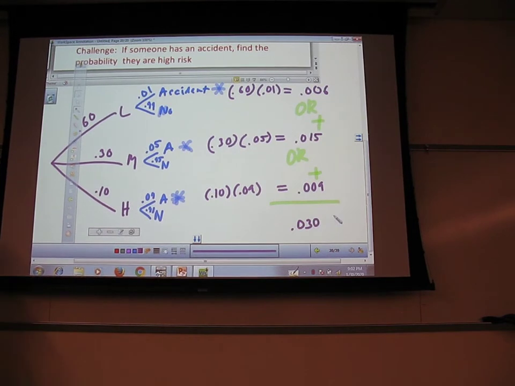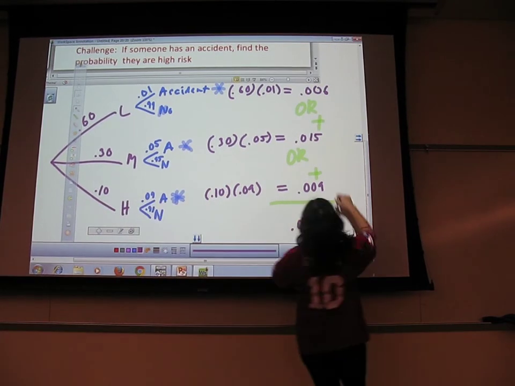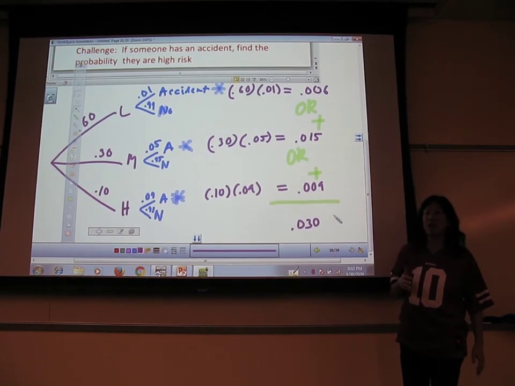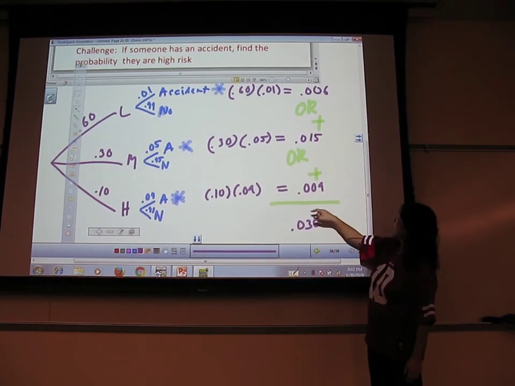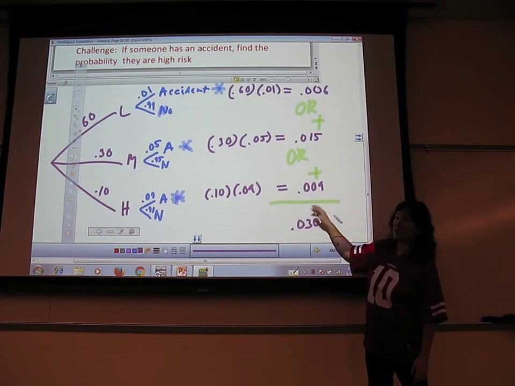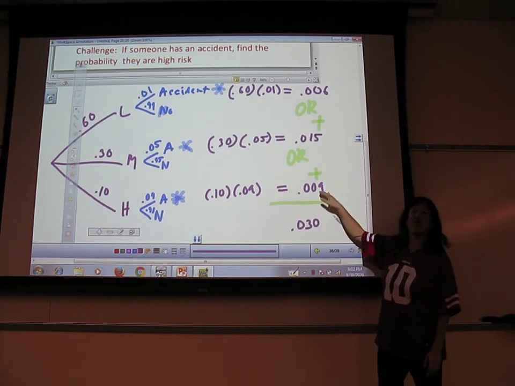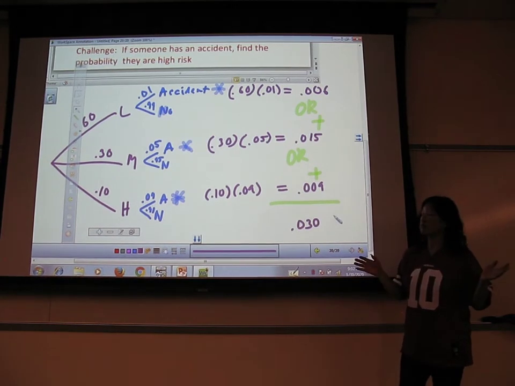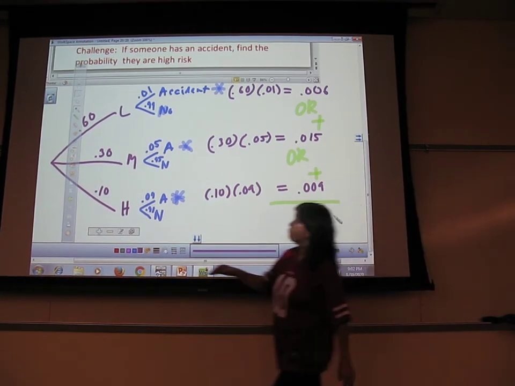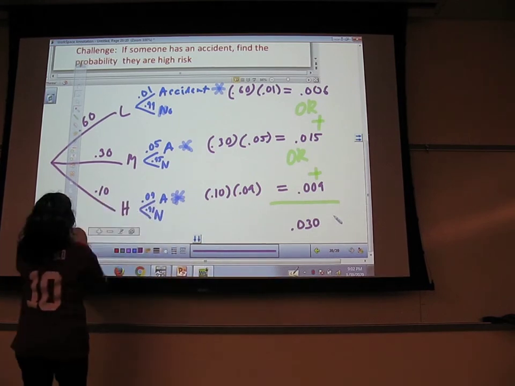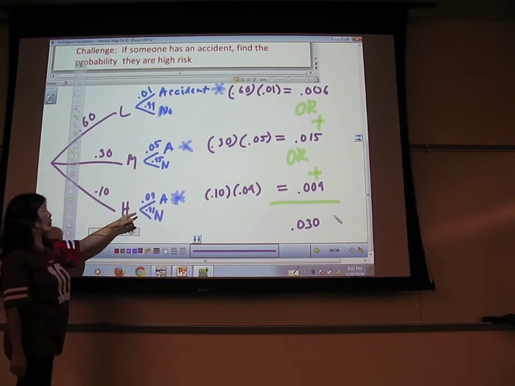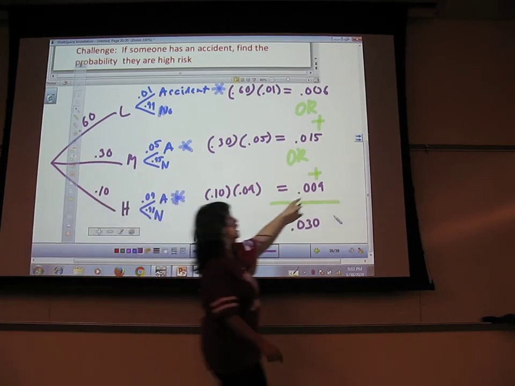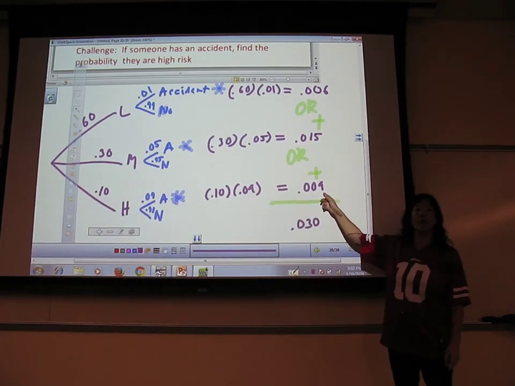So think about it kind of like 15 out of 30, in a way. Does that, you know what I'm saying? About half of them. If you think about it this way, like 9 out of 30 came from here. So think about like, here's 1,000 people. 10% of that, 100 of them are high risk. Of those 100, 9 of them had an accident. So it's kind of like 9 out of 1,000, 9 thousandths.